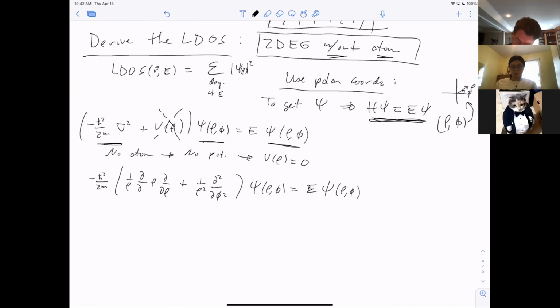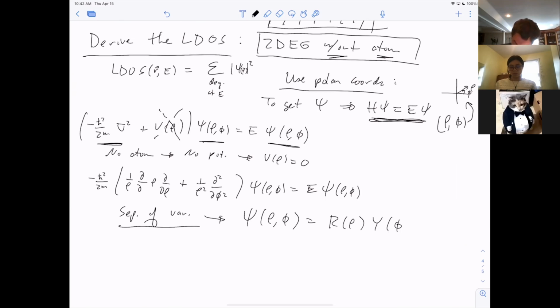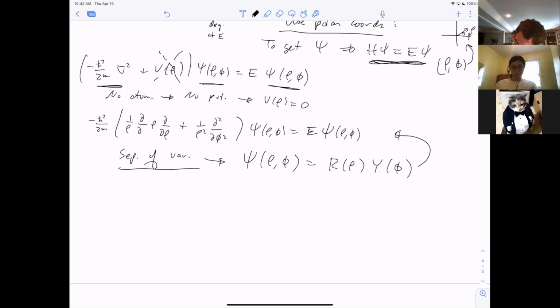What we're going to do is use separation of variables. That's basically saying that the wave function can be written as some radial function, which is a function of rho, times some angular function, I'll call it Y, which is a function of phi. Then we plug that in and go through all the separation of variables stuff, which I'm not going to do. But when you do that, you can see that the Y of phi, now in 3 dimensions, would be a spherical harmonic. But in 2 dimensions, it's easier. It's just e to the i L phi.